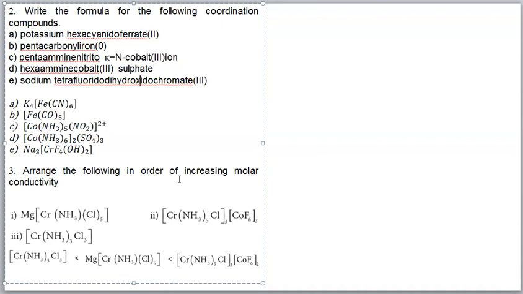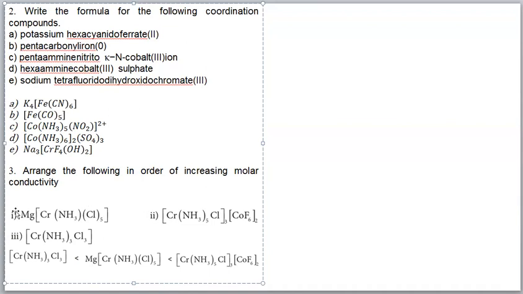Then arrange the following in order of increasing molar conductivity. Here see, among the 3 complexes, this complex is neutral. The complex has no charge, so this has the least conductivity. Actually, it has almost 0 conductivity. Least conductivity.